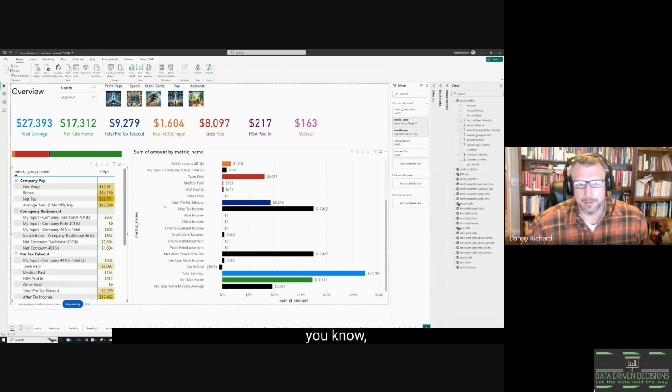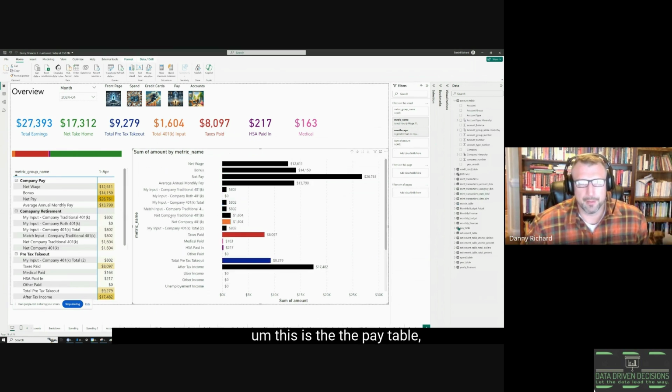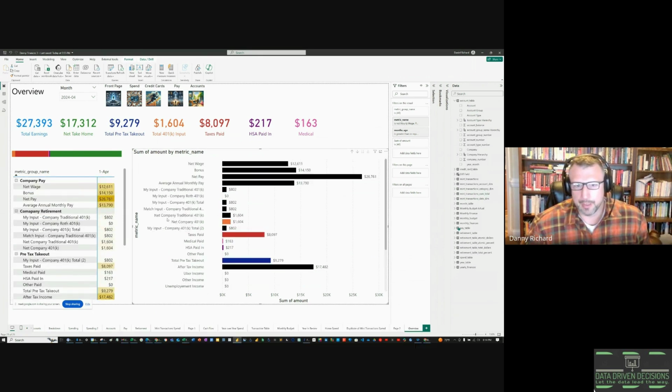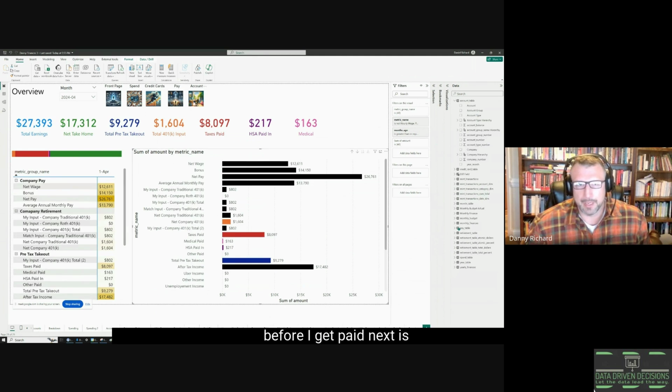So yeah, this is the pay table. This is what I want to look at, just to figure out what's happening to my money before I get paid.